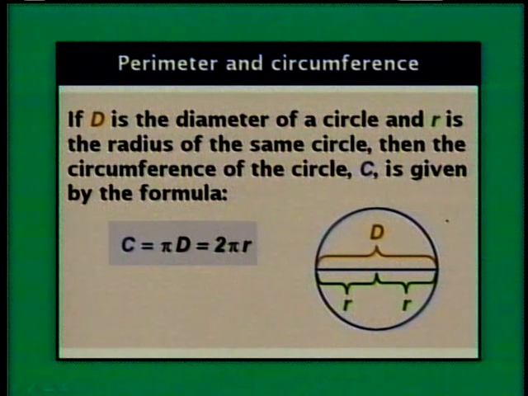Here we have a couple formulas for the circumference of a circle. If D is the diameter of a circle and R is the radius of the same circle, then the circumference of the circle C is given by the formula C equals pi D, which in turn equals 2 pi R. We can see in the picture that 2 R's make a D, so this is really two ways of saying the same thing. If we know the diameter, the circumference is just pi times D. If we know the radius, the circumference is just 2 pi times R.